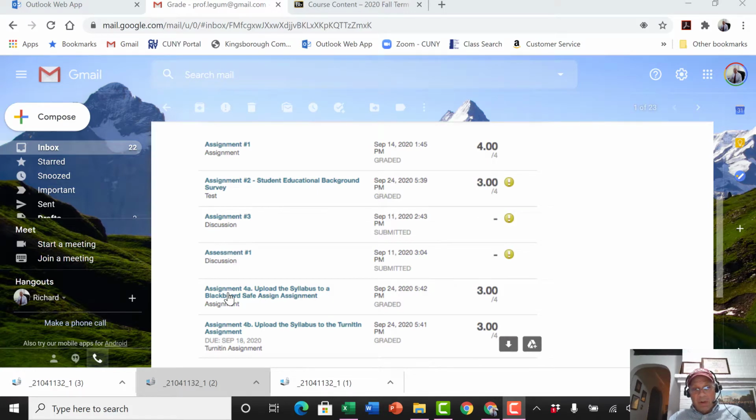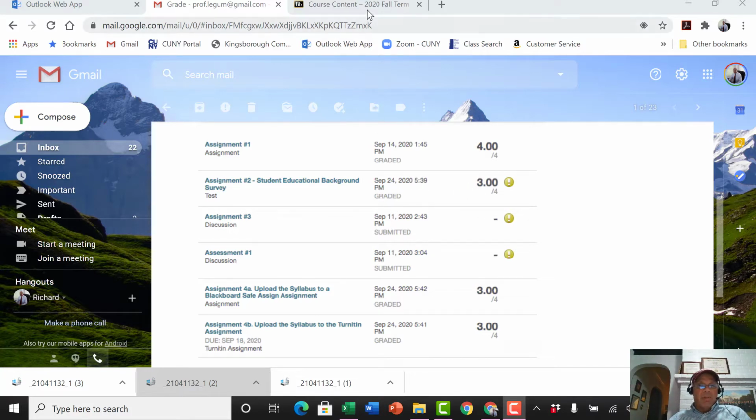Notice these aren't marked yet, but they will be, and I'll explain how I'm going to grade the assessment. And then we have the two uploading assignments. And the question was really about assignment number two, why they got a 3 out of a possible 4 points. And I just wanted to explain the system.